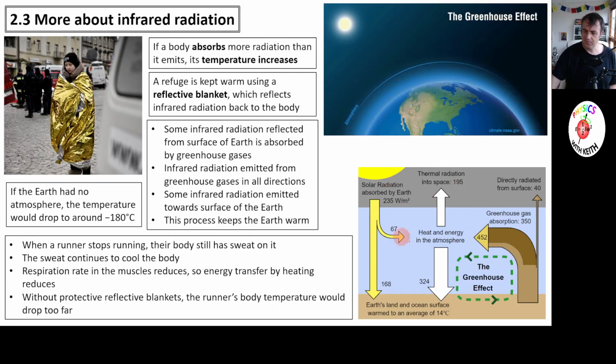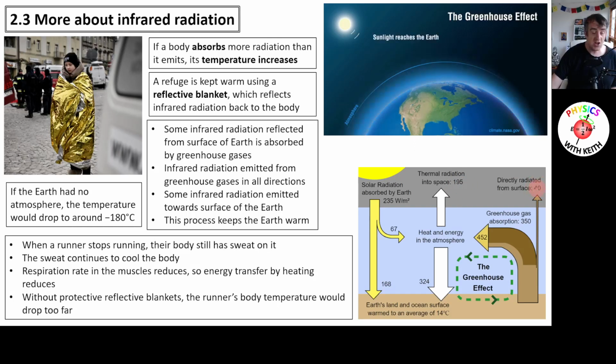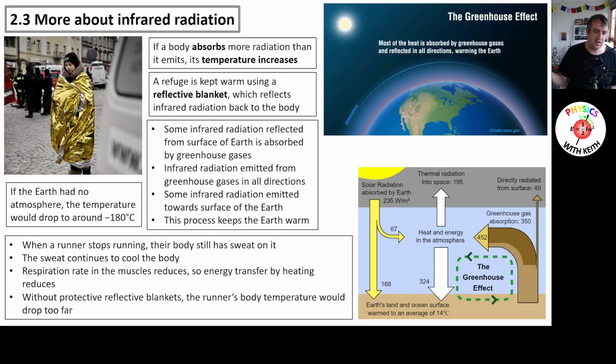And here we've got 235 watts per square meter. That's the intensity of radiation arriving at the Earth. 235 joules per second per square meter of the Earth's surface. And what do we get? Well, ultimately, 195 plus 40, which is 235 watts per square meter, gets back out into space. So overall, the amount of energy being delivered to the Earth is the same as the amount of energy leaving the Earth. So the Earth's temperature should remain the same.